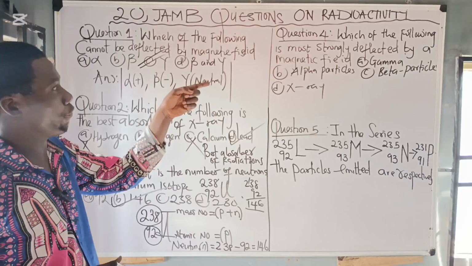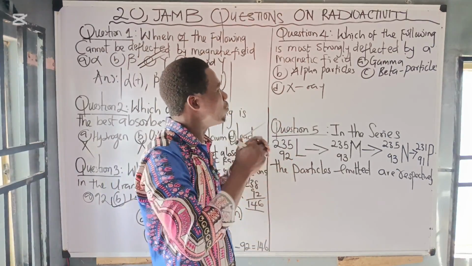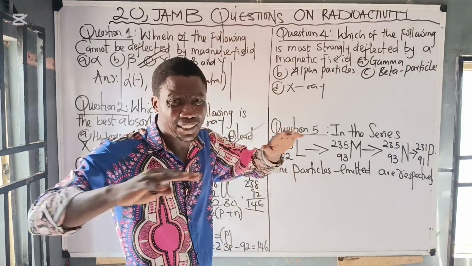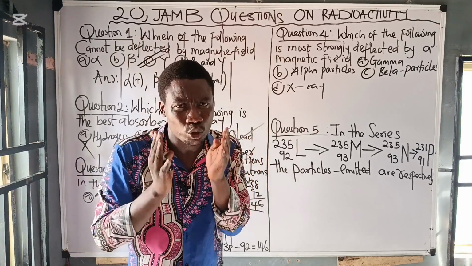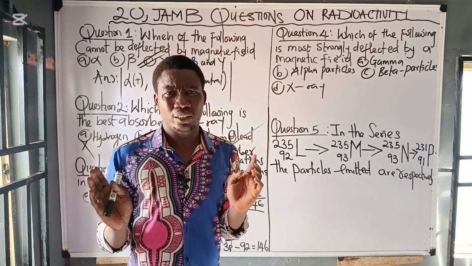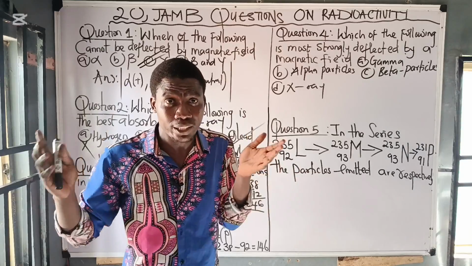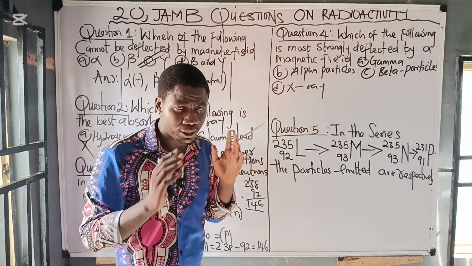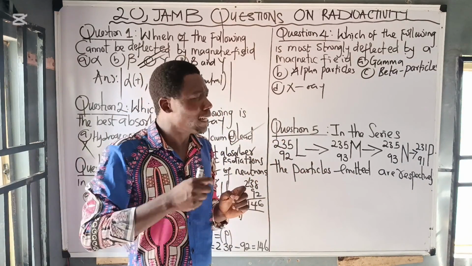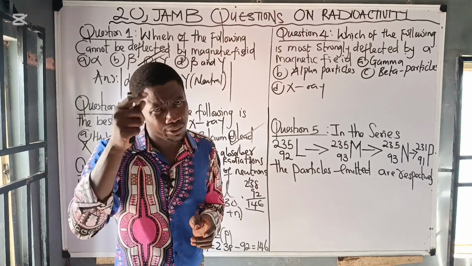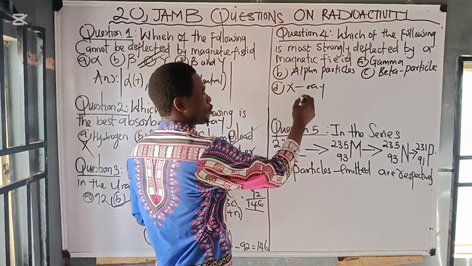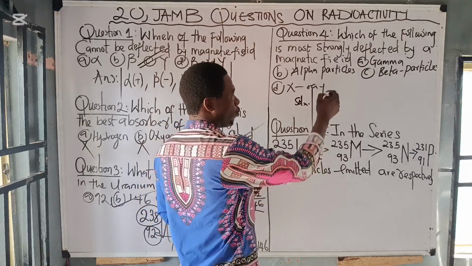Question number 4. Which of the following is most strongly deflected by a magnetic field? Now, I've told you that gamma cannot be deflected because why? It is neutral. It does not have charge, so it cannot be deflected. But your alpha and beta can be deflected. Now, in that case, they're asking you which one among these two is mostly or strongly deflected. You will have to consider something. Watch this carefully.